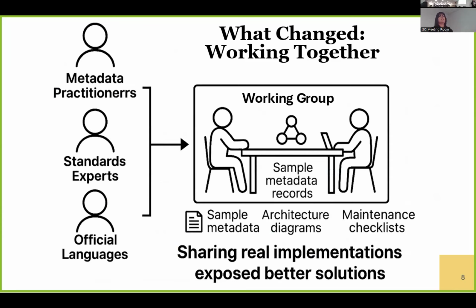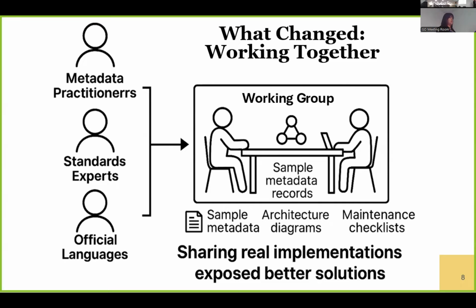So what changed is we started working together. Once we realized that everything was close, but not really there, we organized ourselves into a working group. Collaboration was key to, first of all, understanding the issues, but also to solving them. And over time, people brought sample metadata, architecture diagrams, their XMLs, their information, their standard operating procedures, their maintenance checklists. All of a sudden, sharing real implementations exposed better solutions.